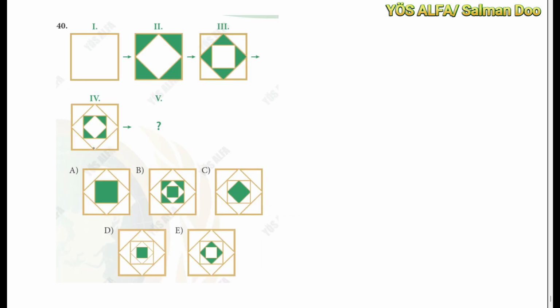The figure series is given. We're asked to find what comes on the fifth of the series. So on the first one, we have 1 square. On the second one, we have 2 squares, 3 squares here, 4 squares. So on the fifth one, we should have 5 squares.